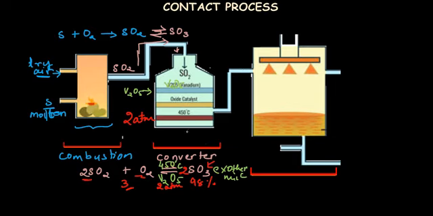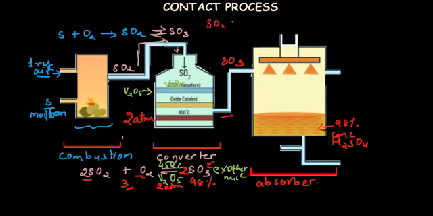Now the sulfur trioxide formed is then passed to a converter called the absorber. The absorber is another compartment. Now here sulfur trioxide is absorbed into 98% concentrated sulfuric acid, where some sulfuric acid is already present in the absorber.